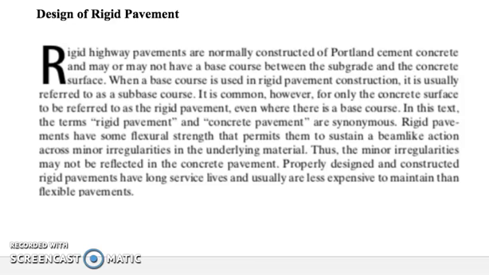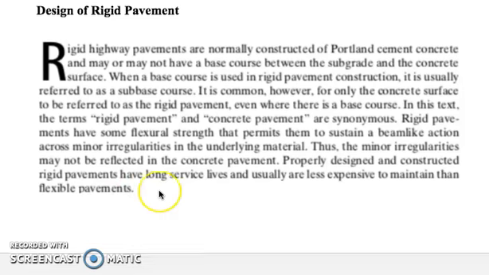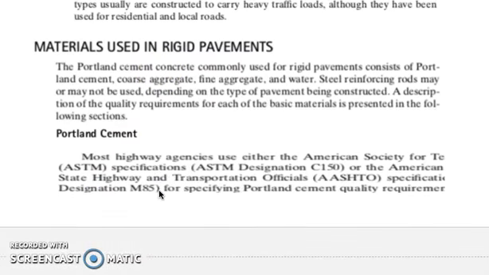So the thickness of a highway pavement normally ranges from 6 to 13 inches. So different types of pavement are constructed to carry heavy traffic load, although they have been used for residential and local roads. So what are the materials used for roadway pavement?